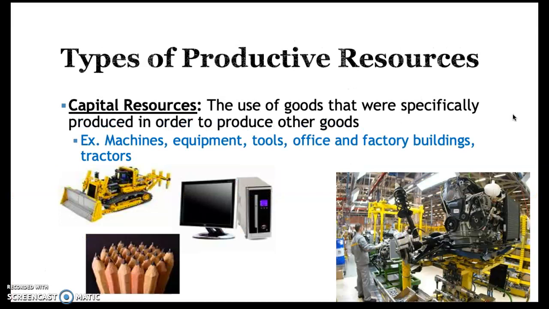The second type of productive resource is capital resources. These are the use of goods that were specifically made in order to make other goods. So anything from tractors, any type of machinery, any type of equipment you might find in a factory. Office and factory buildings themselves are considered capital. Any tools that are needed to make a good. So capital resources are goods that were specifically made in order to make other goods.